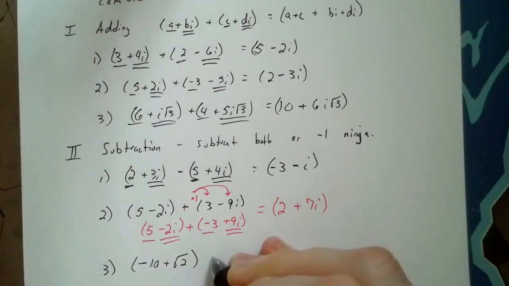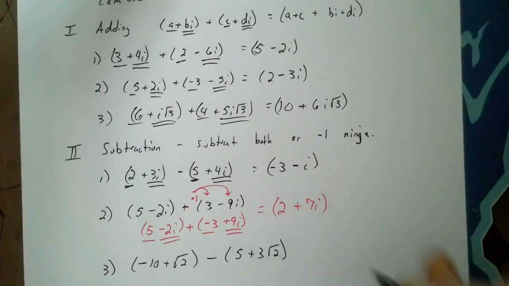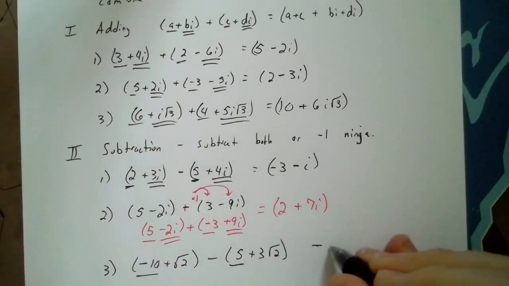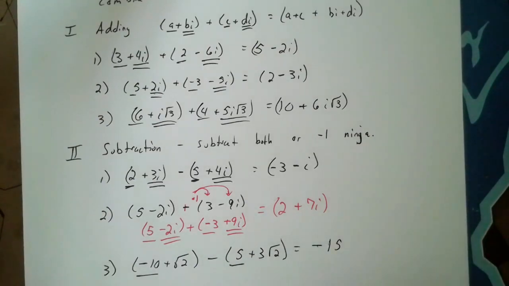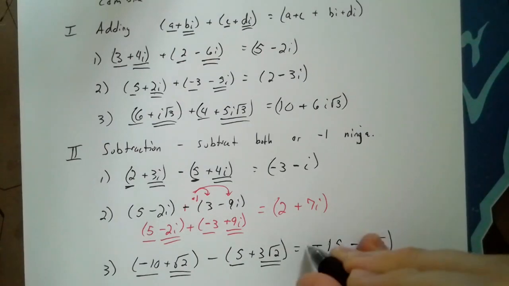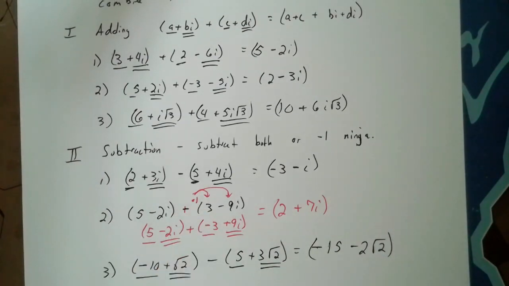So if you have negative 10 plus root 2 minus 5 plus 3 root 2, you can see there is no imaginary component, so it's not a complex number, and that's fine, right? But we're still just going to combine the like terms, same way. So negative 10 minus 5 is negative 15, right? And then root 2 minus 3 root 2 is negative 2 root 2, right? And again, I could have done the negative 1 route. Both would have got me to the same conclusion. Right? We can see how it's similar, which is why it's worth talking about. All right?